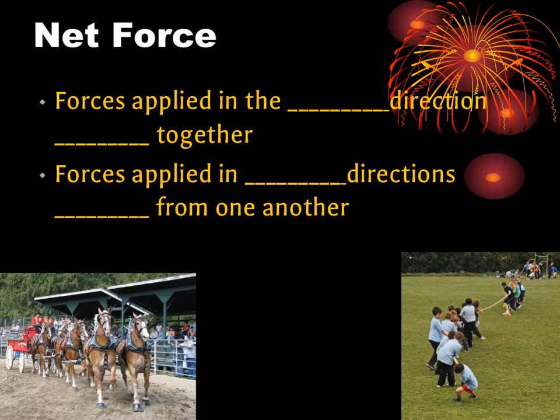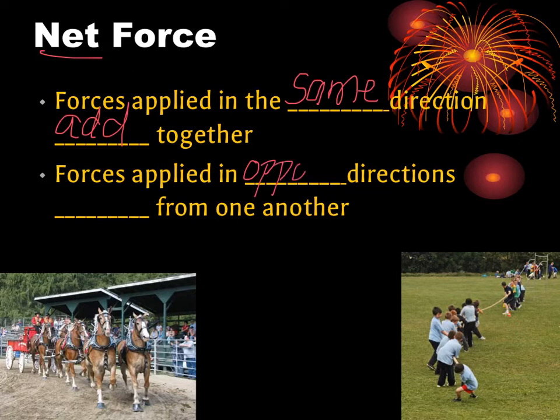There's really two basics to know when we're calculating for net or total force. If the forces applied on an object are found to be in the same direction, what we do then to calculate net force is we simply add those forces together. While if a force is applied in an opposite direction, what we do then is subtract those forces. We subtract them from one another.